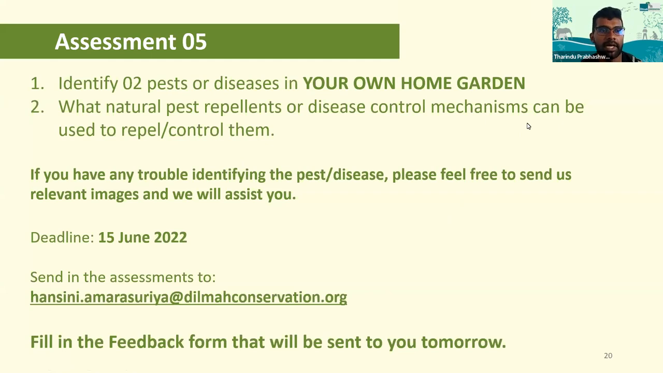If you have any trouble identifying the pest or disease, please feel free to send us relevant images and we will assist you. So the deadline for assessment 5 is 15 June 2022. And you can send this assessment to this email address and fill in the feedback form that will be sent to you tomorrow. And please send your photographs of your home garden to this email address also.